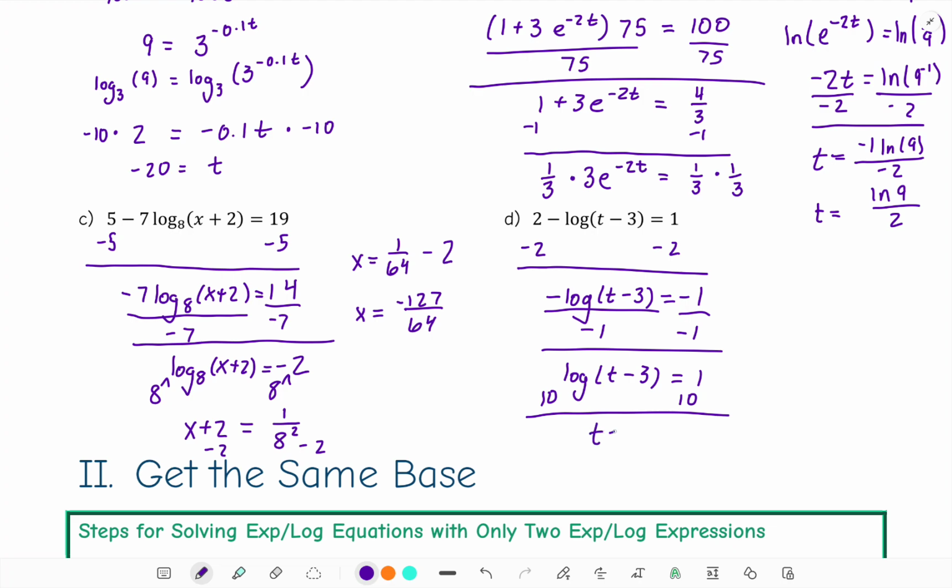So this gets t minus 3 equals, now again, the answer comes out the same, but I do want to make a point. This is not 10 times 1. It's 10 to the first power, which is 10. Add 3, t equals 13. So that is how you can solve basic equations with exponentials and logarithms.